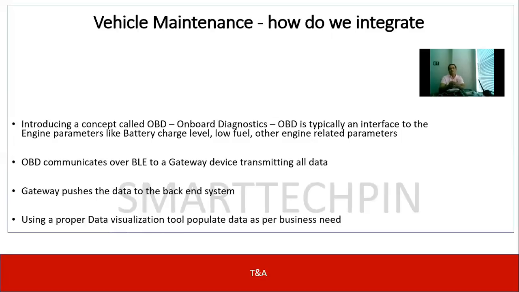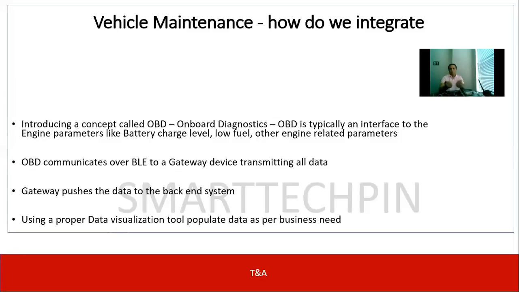The other one is, in a truck, it's always better to keep a fixed device. So you can keep a small, inexpensive gateway inside the truck. So that device will receive all the data from the OBD, and it pushes the data to the backend system.